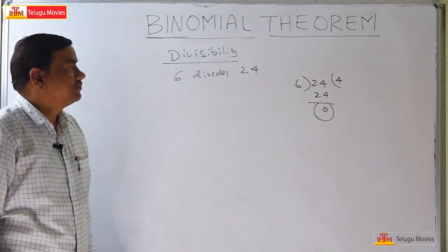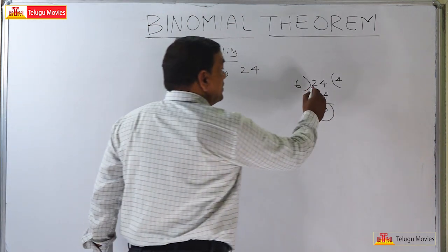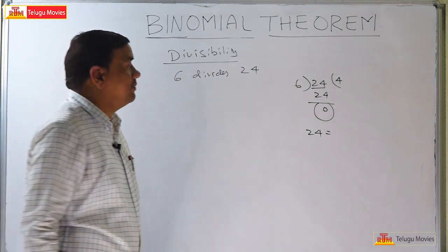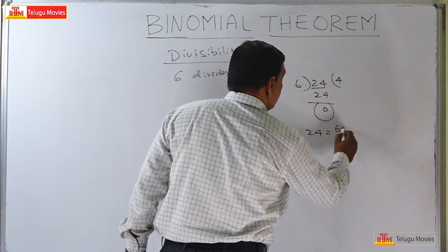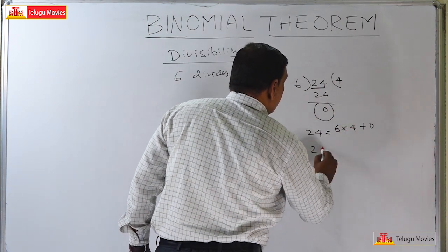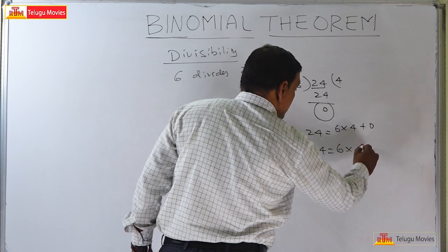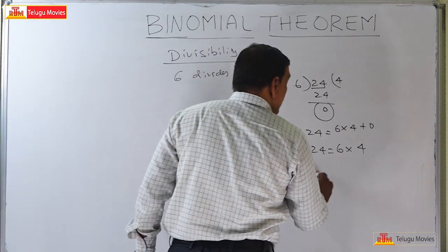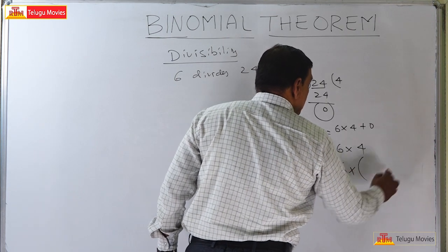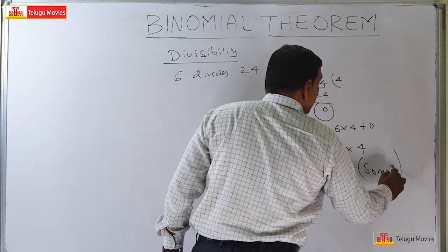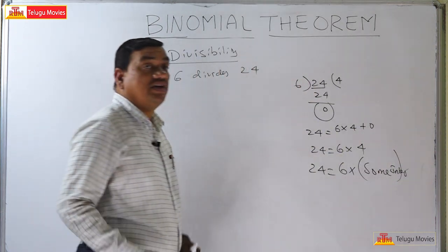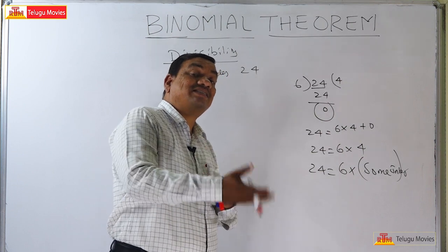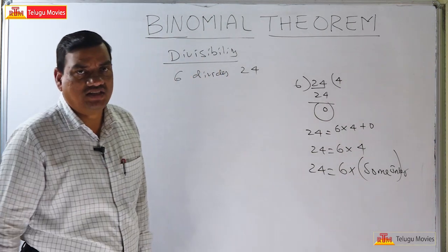Very clear. So here 24, that is the dividend, is equal to divisor into quotient plus remainder. That is equal to 6 into 4 plus 0. That is, 24 is equal to 6 into something. So if you are able to express 24 is equal to 6 into some integer, then we can say that 24 is divisible by 6 or 6 divides 24. It is a very simple example.